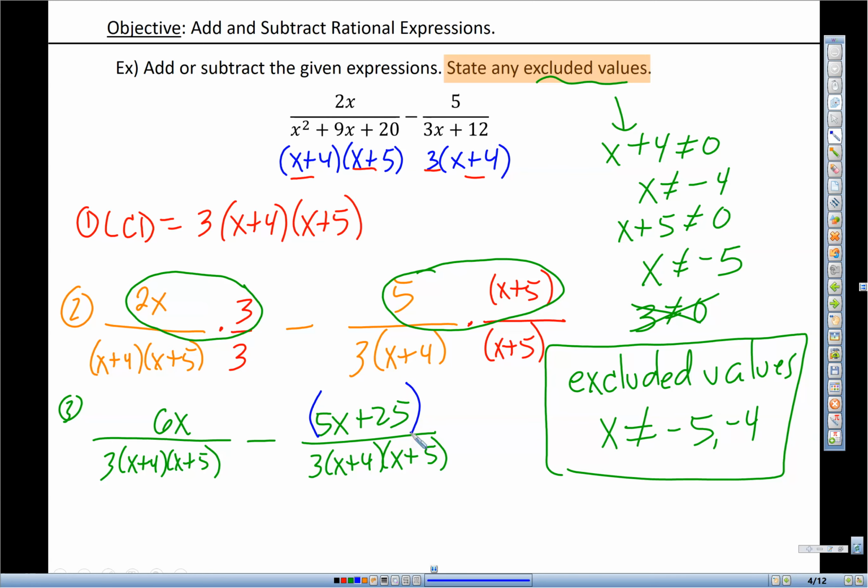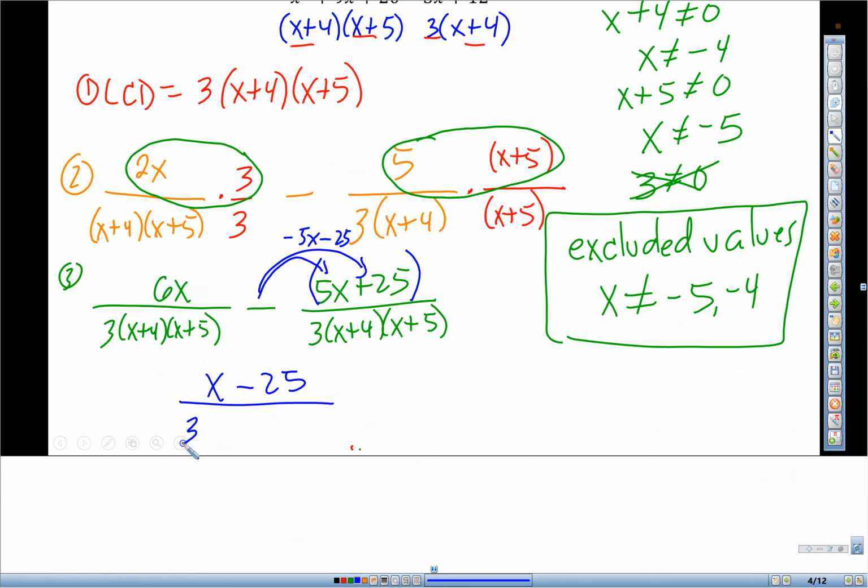So again, to subtract all of it, we must subtract each of its terms. So that is going to give us then minus 5x and minus 25. Do that first before you combine terms. If you combine terms first, then you are not going to be subtracting that 25. You will be adding it instead. So we have 6x minus 5x, which would be x, and our minus 25, which doesn't combine with anything, over our LCD.